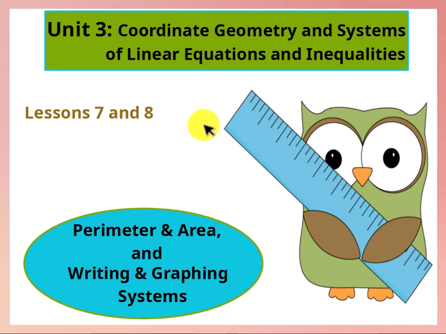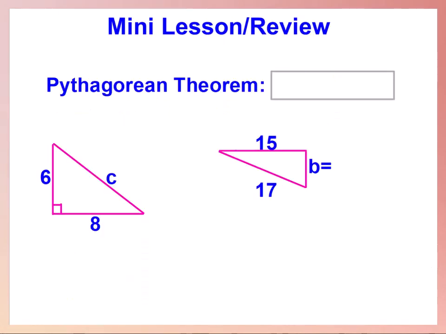So first of all, what is a system? This is a new vocabulary word. We've been looking at linear equations in the form of y equals mx plus b, where m is the slope and b is the y-intercept. Systems simply means more than one equation. So we'll be looking at, in the beginning, two lines. Let's jump into the lesson.